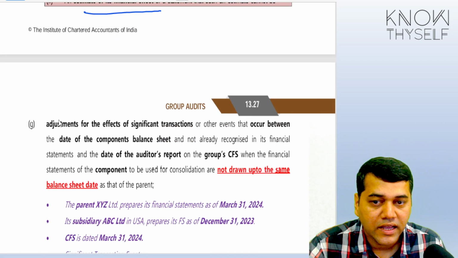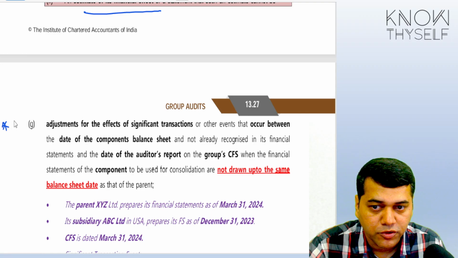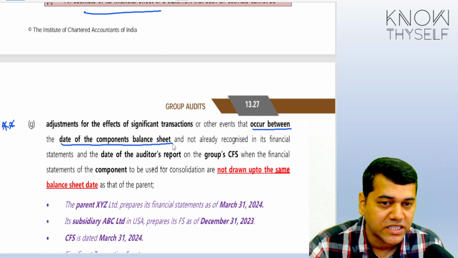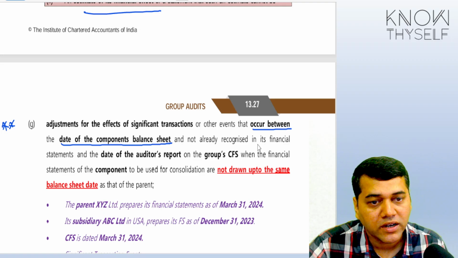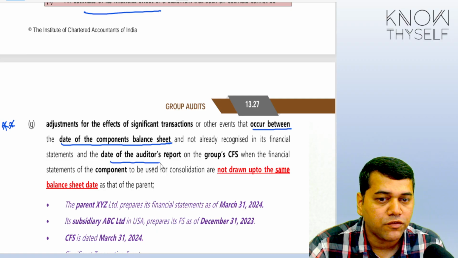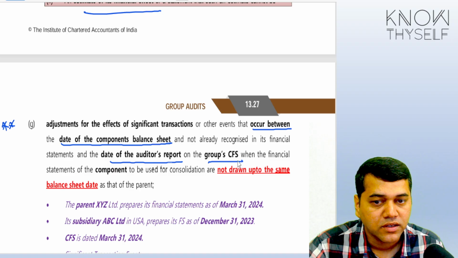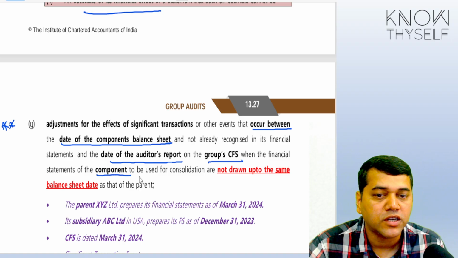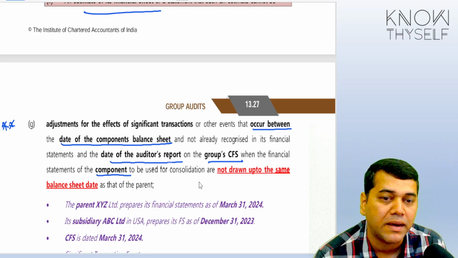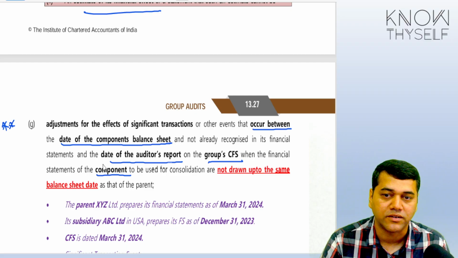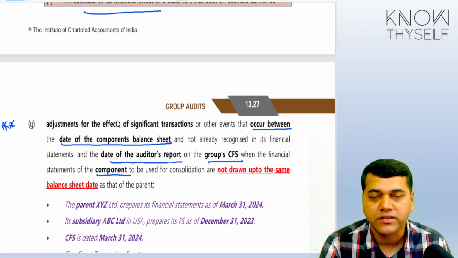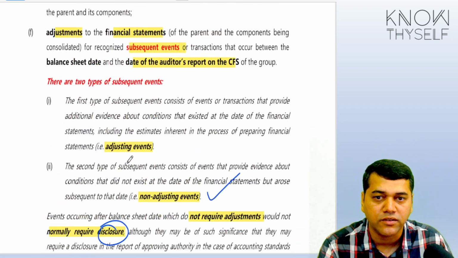Now, adjustment for the significant transactions, you can mark it important, that occur between the date of the component's balance sheet and are not already recognized in the financial statement, and the date of the auditor's report on the group CFS, when the financial statements of the component used for consolidation are not drawn up to the date of the balance sheet. Okay, see what they are trying to tell here. Now, these are all adjustments.